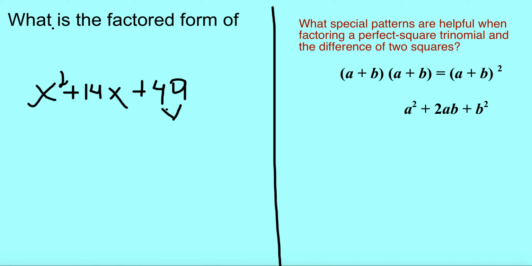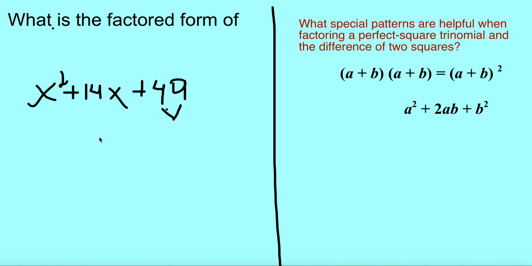Now, let's go and solve some of these trinomials. What is the factored form of this trinomial? Taking into consideration what special patterns are helpful when factoring a perfect square trinomial and the difference of two squares, as we mentioned in the essential understanding, a plus b times a plus b is equal to a plus b squared, and it gives us the pattern here: the first term squared, the last term squared, and the second term is twice a times b.